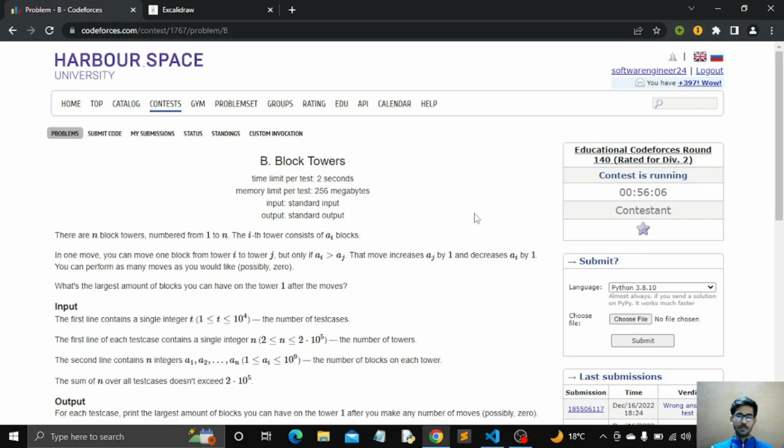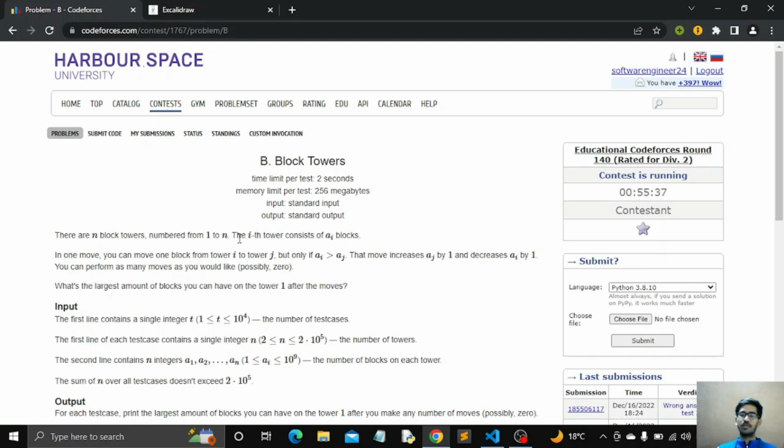Hello everyone, welcome back. In this video, we are going to look at problem B from Educational Codeforces Round 140 Div 2. The name of the problem is Block Towers. According to the problem statement, we will be given n block towers numbered from 1 to n, and the ith tower consists of a_i blocks.